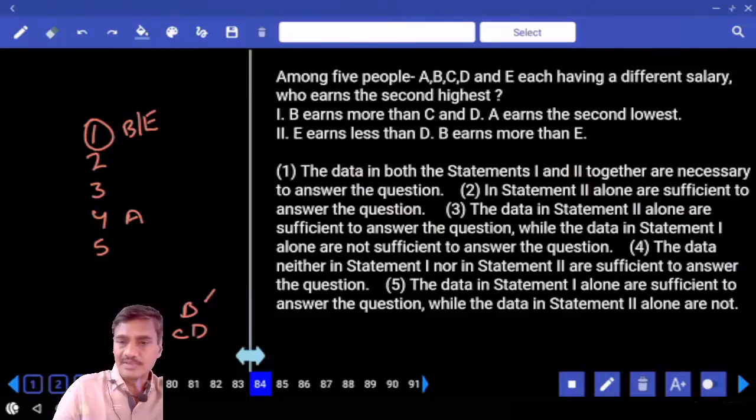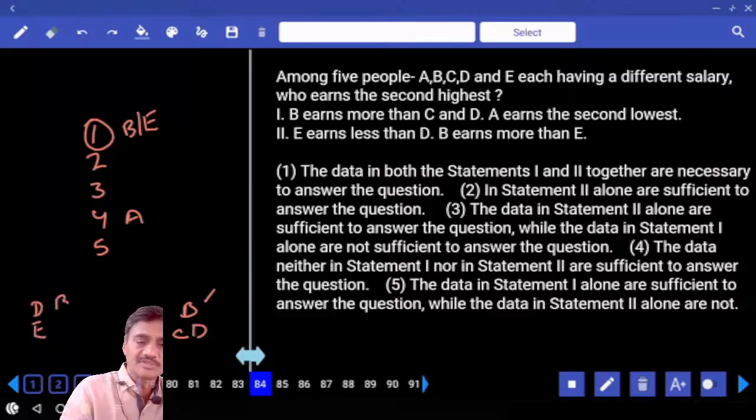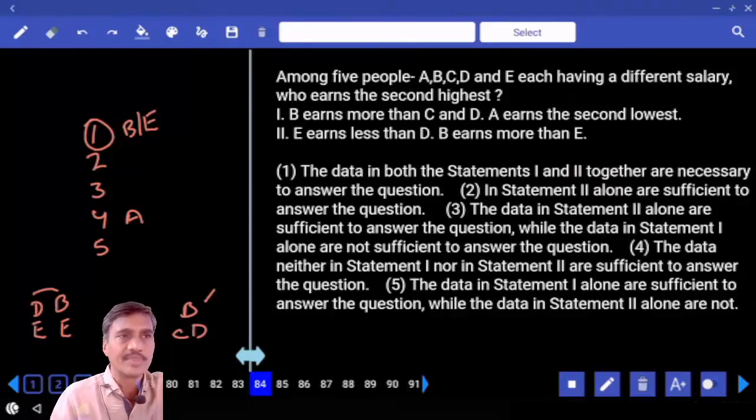Clear now? Then coming to 2, E earns lesser than D. E is lower than D. B earns more than E. With this, we have information about D and B, and about E. There is nothing about A, nothing about C. A could be higher, C could be, D could be, B could be. E cannot be. Hence only 2 alone is not sufficient. 1 alone is not sufficient, 2 alone is not sufficient.